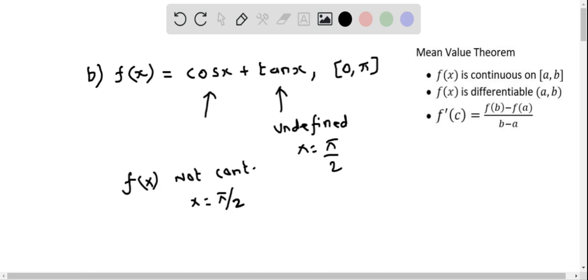So this clearly indicates that the mean value theorem, which is shortly written as MVT, cannot be applied to this function.